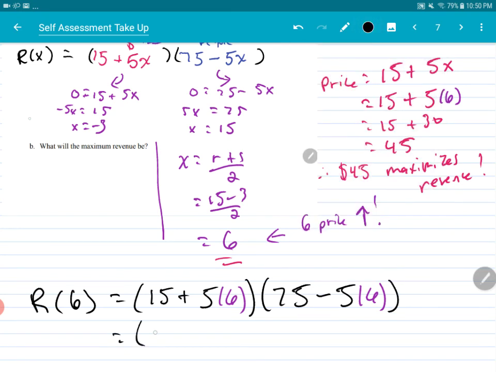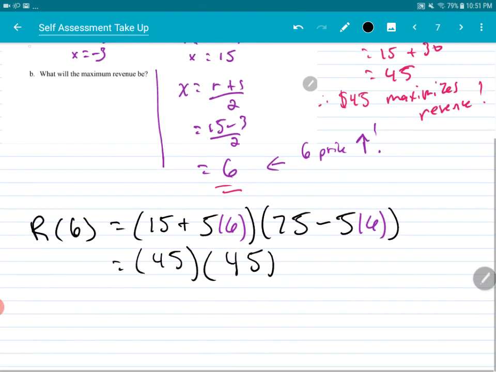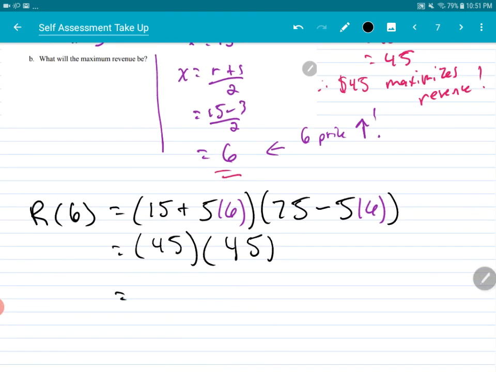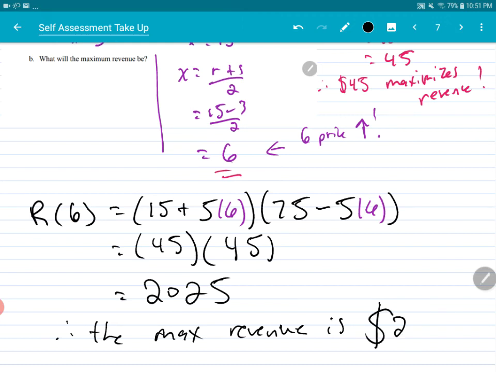So we already found out that this bracket was 45. Here we have 75 minus 30. 45, put it together. 45 times 45 is 2025. So therefore, the max revenue is $2,025.